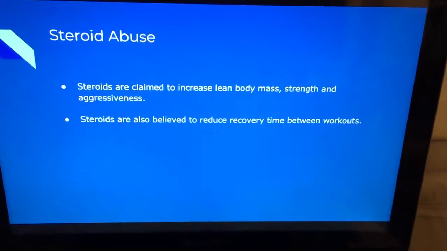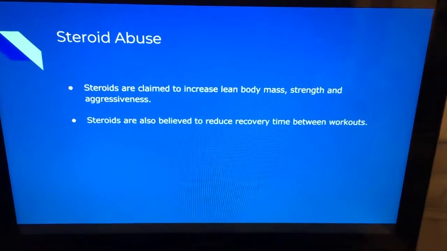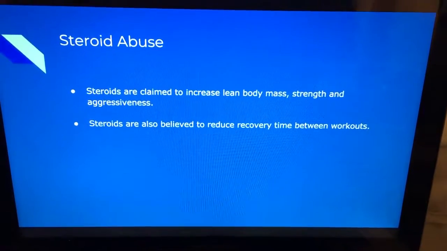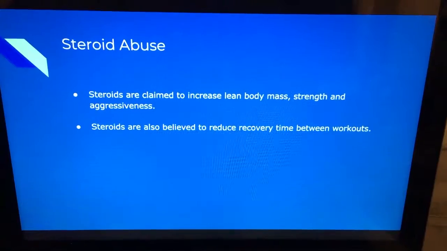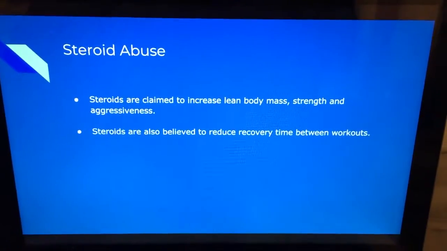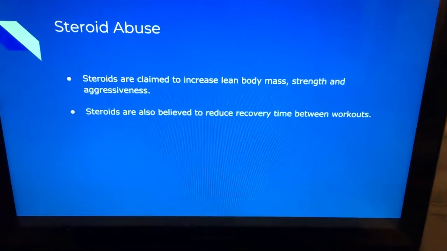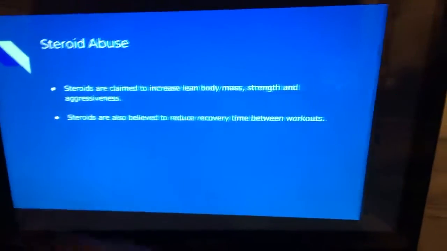So steroid abuse. Steroids claim to increase lean body mass, strength, and aggressiveness. So this makes it possible to train harder and therefore further improve strength and endurance. Steroids are also believed to reduce recovery time between workouts.